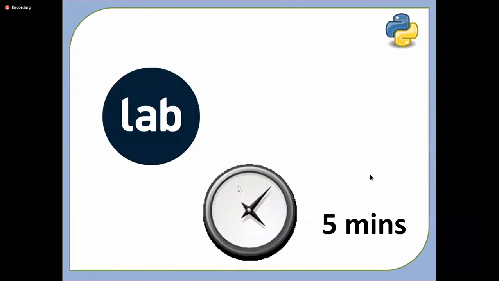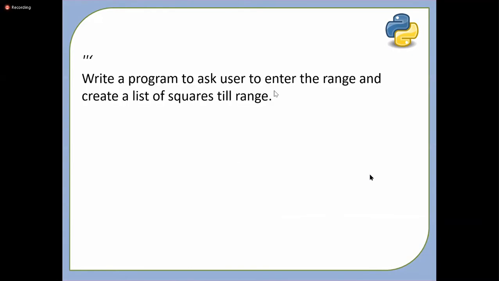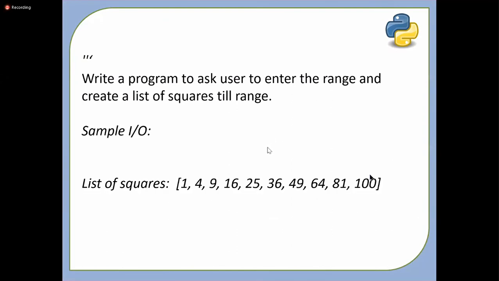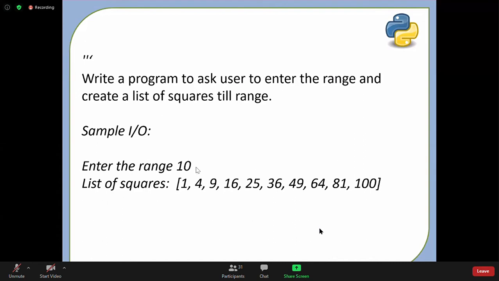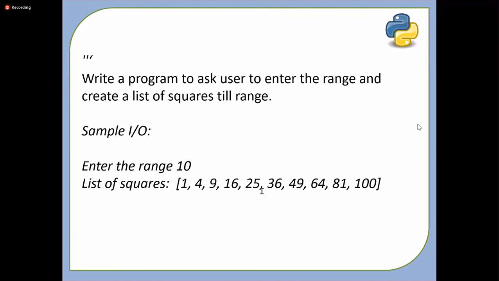Okay, so here is our first lab now. It's simple. You have to write a Python program to ask the user to enter the range and create a list of squares till that range. For example, you will ask the user to enter the range 10, and you have to create a list of squares like 1, 4, 9, 16, 25, up to 10 elements. Range is 10, so from 1 to 10 you have to create the list of squares. Let's see who will complete this program, and once done, say done.